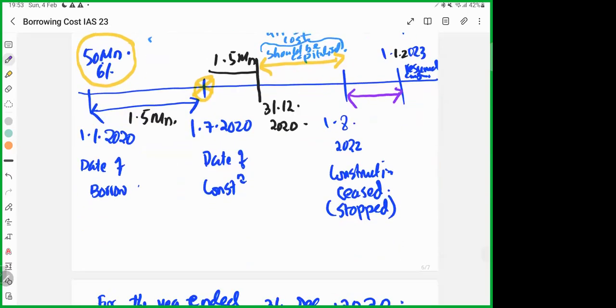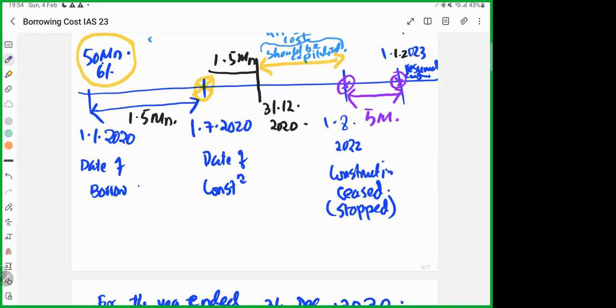August 2022, construction ceased or stopped. And 1 January 2023, construction resumed or continued. So from this date to this date, how many months? 11, 12. 5 months. Very good. 5 months. During these 5 months, are we not going to incur borrowing cost, or we will incur borrowing cost? Yeah, there will be borrowing cost, which is the interest expense.